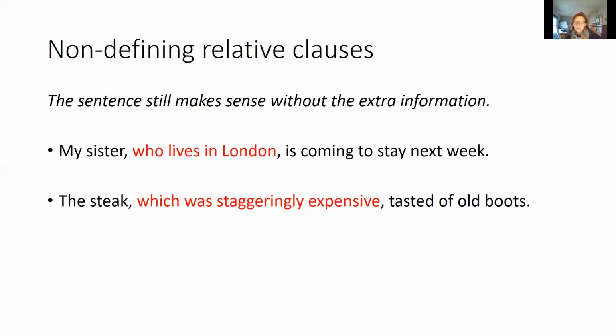Now, another thing I should point out is when we use non-defining relative clauses and we have extra information, we use commas. And the commas show that this is extra information that we don't really need. It's just there to make it more interesting, just to give us a better picture.